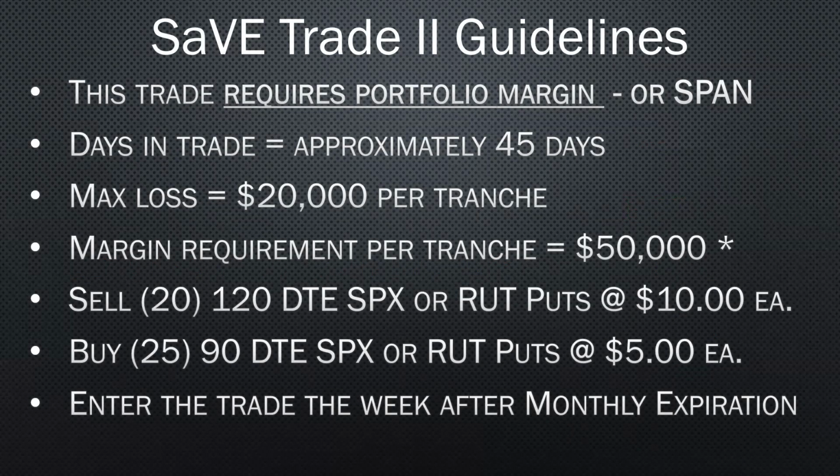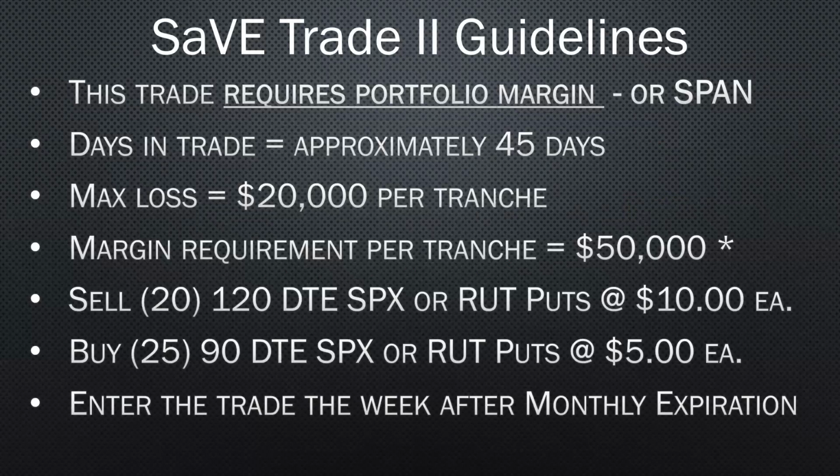So we're going to sell 20 instead of 10. Same 120 days till expiration, and we're going to get that same $10. So we're going to bring in $20,000 instead of $10,000. But we're going to double the number of puts we buy, and we're going to then take one away. So instead of being 26, 13 plus 13 being 26, we're only going to buy 25, 90 DTE, days till expirations, SPX, at about $5. Same.